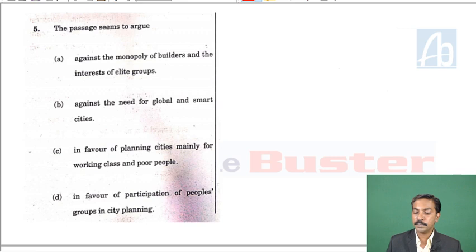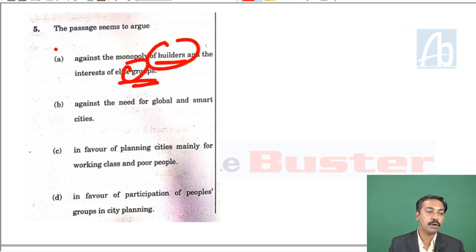Question number 5: the passage seems to argue option A, against the monopoly of builders and the interests of elite groups. Has any specific group been mentioned? All it says is that the entire city planning follows a static development plan, and the planning should change. It doesn't target any specific groups, therefore option A can be eliminated. So is the case for the second statement.